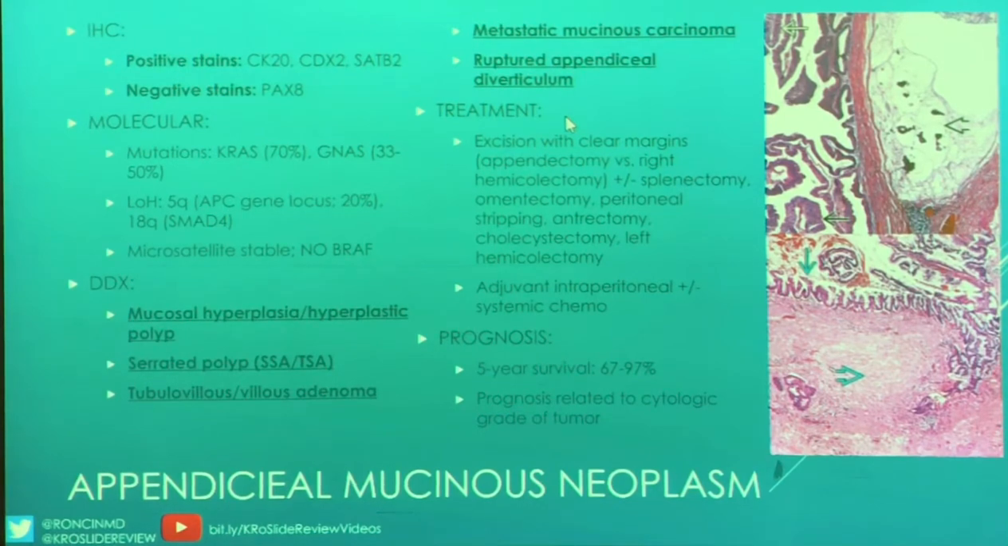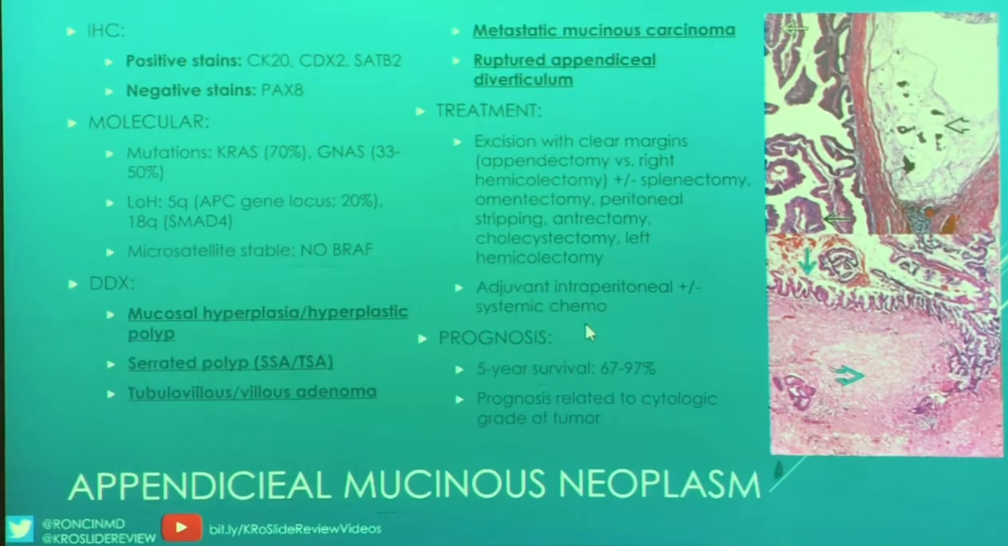Okay, treatment. So again, we can have excision with clear margins. So we go back to the argument of an appendectomy versus right hemicolectomy. And some people want to take out a lot more stuff. Okay, and obviously as we go more towards our high-grade lesions, towards our invasive adenocarcinomas, this is where you would start getting more aggressive with surgery. And they'll also consider doing adjuvant intraperitoneal or systemic chemotherapy.